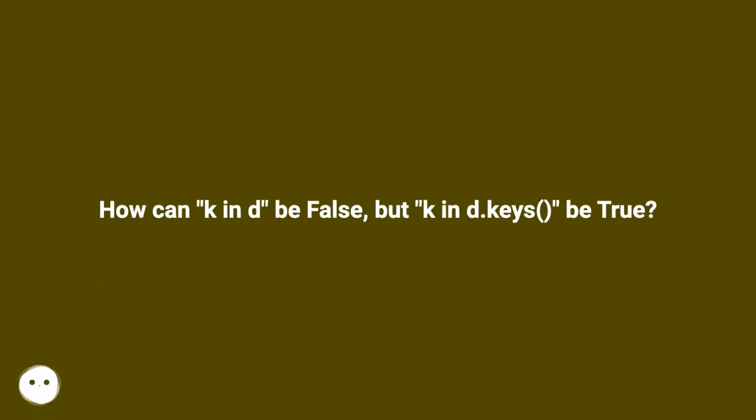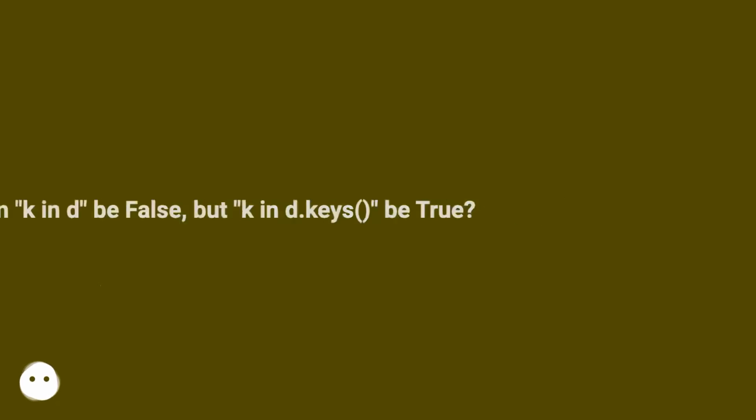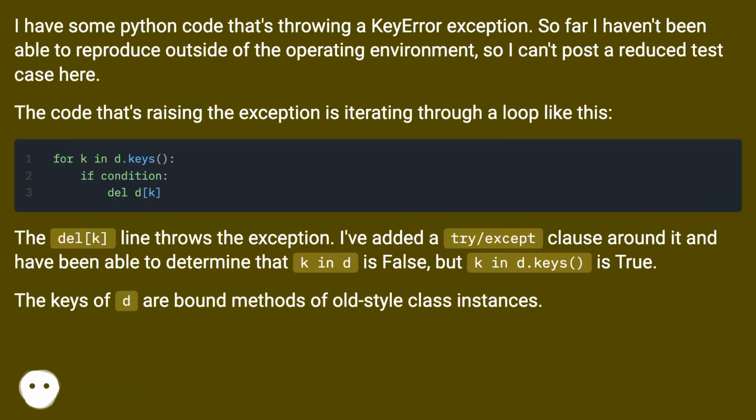How can "K in D" be false, but "K in D.keys()" be true? I have some Python code that's throwing a KeyError exception. So far I haven't been able to reproduce it outside of the operating environment, so I can't post a reduced test case here. The code that's raising the exception is iterating through a loop like this.